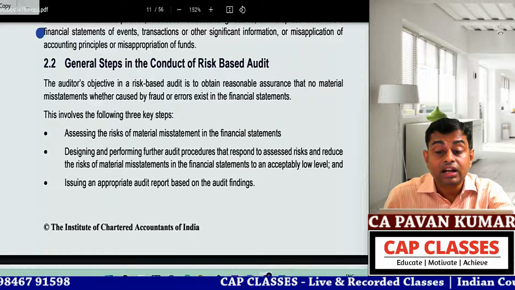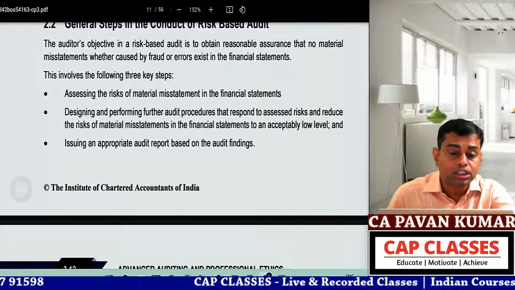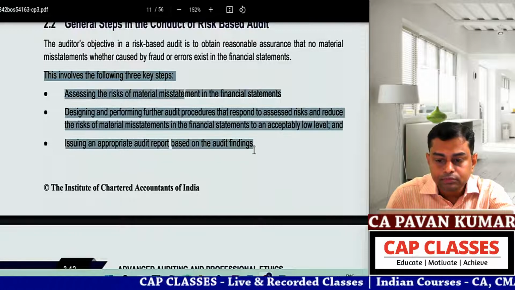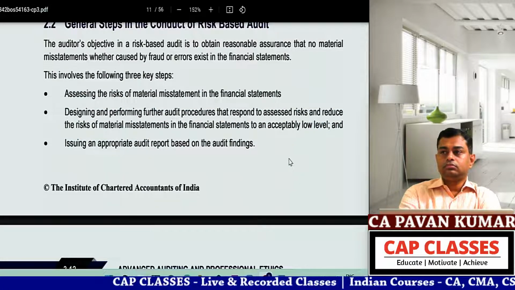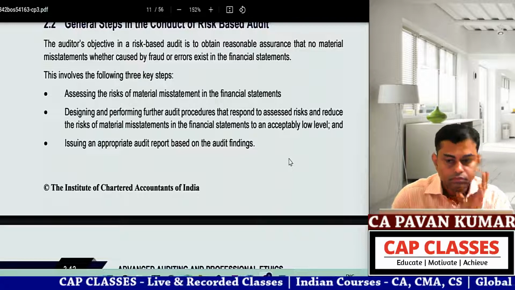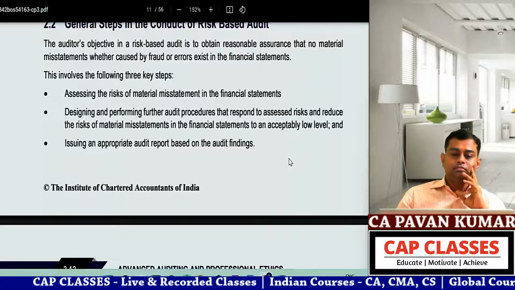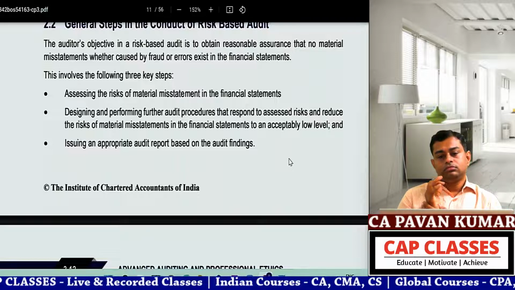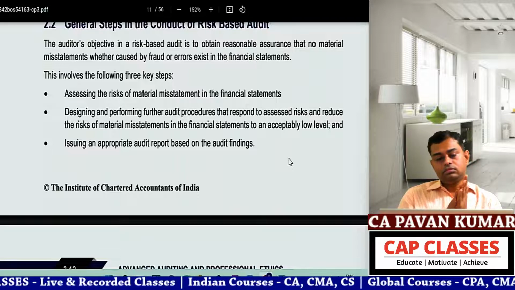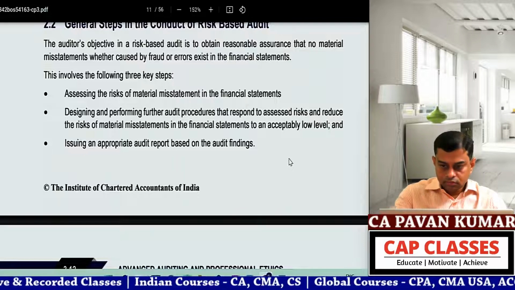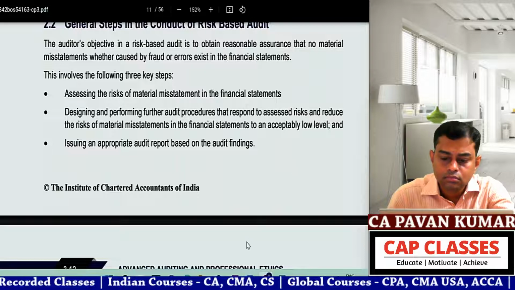General steps in conduct of risk-based approach. Three steps are important. Read this one. Assessing the risk of material misstatement in the financial statements. Designing and performing further audit procedures that respond to assessed risk and reduce the risk of material misstatements in the financial statements to an acceptably low level. And issuing an appropriate audit report based on the audit findings.